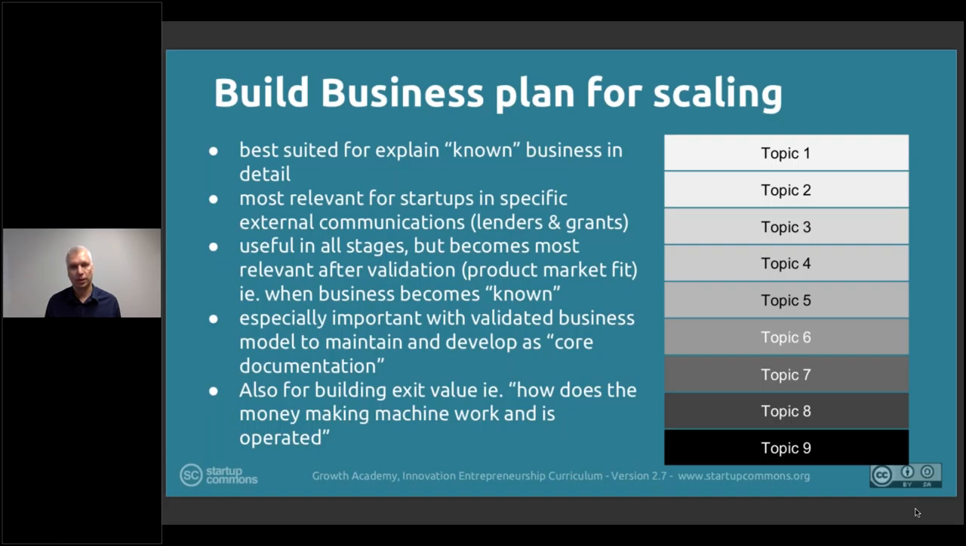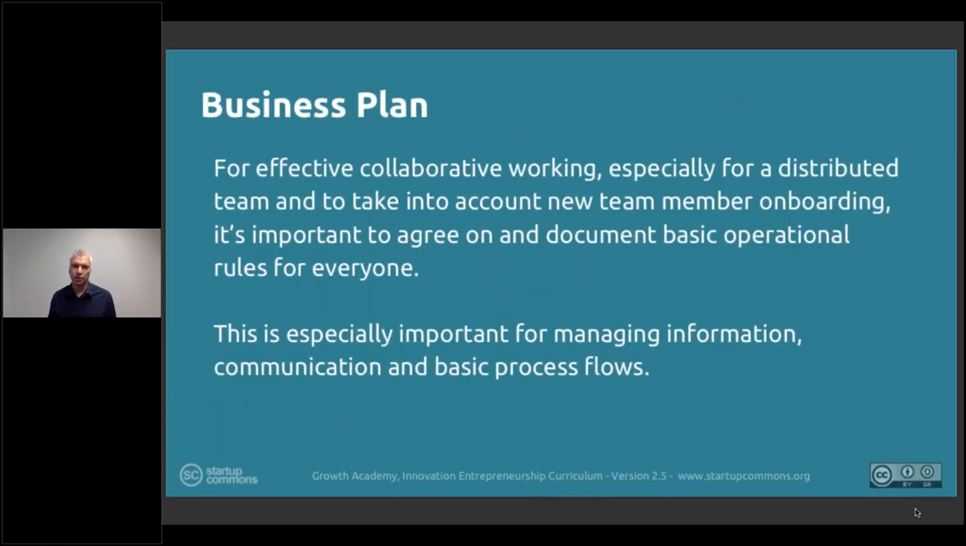The more descriptive it is, the more up-to-date it is, the more functional it is, the more valuable it is, the better it works. So it's really for effective collaborative working, specifically for distributed teams, and to take into account new team member onboarding, it's important to agree and document basic operational rules for everyone, among many other things.